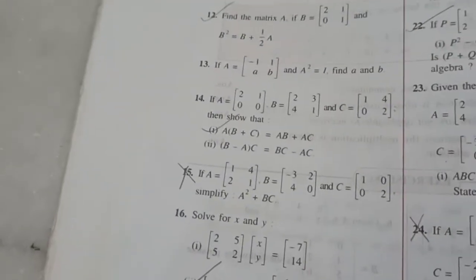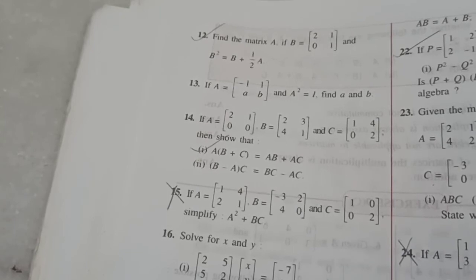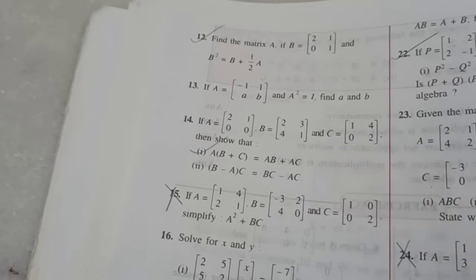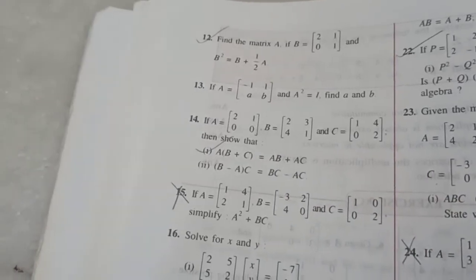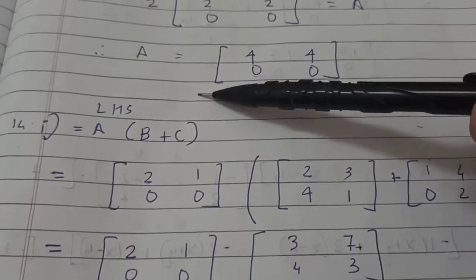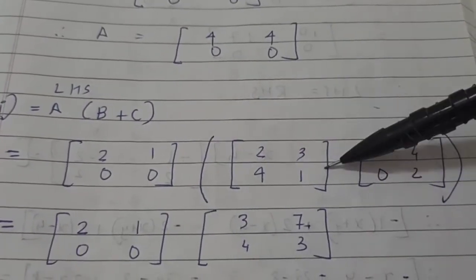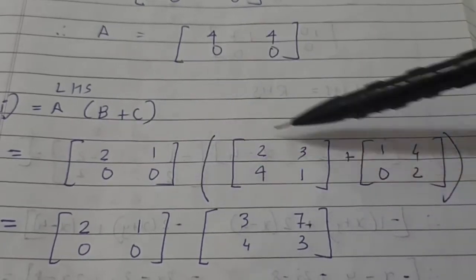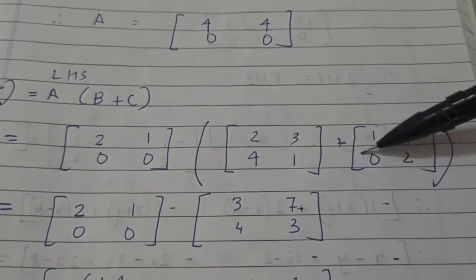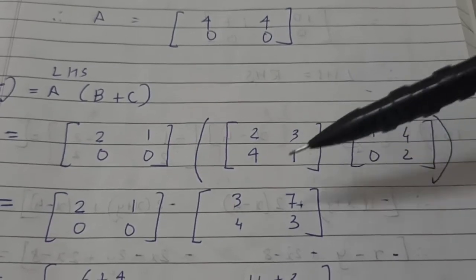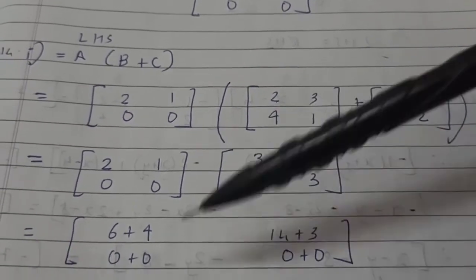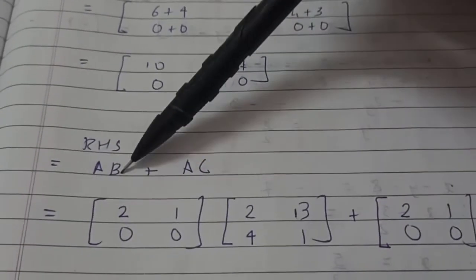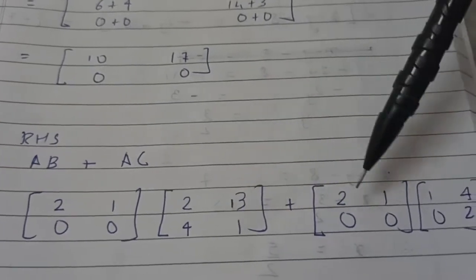Next, let's do 14.1. Show that. That means you have to prove that distributive multiplication is allowed in matrices, is it? Let's prove it. So we start with LHS. Now you could have done B plus C first and got an answer and then multiplied by A. I'm doing it all together. A, substitute, brackets are there, so please add first, B plus C, we get a single matrix, and then do the multiplication, we get this for the LHS. And for the RHS, it's AB plus AC, so A into B plus A into C.